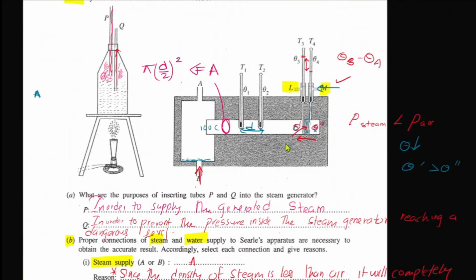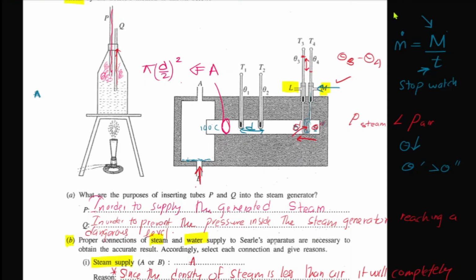Also, we need to find the mass flow rate of water, right? Mass flow rate, m dot, means the mass of the water collected divided by the time taken. So how do you measure the time? To measure the time, of course, you need a stopwatch. And to measure the mass of the water collected, you need to have a balance, right?